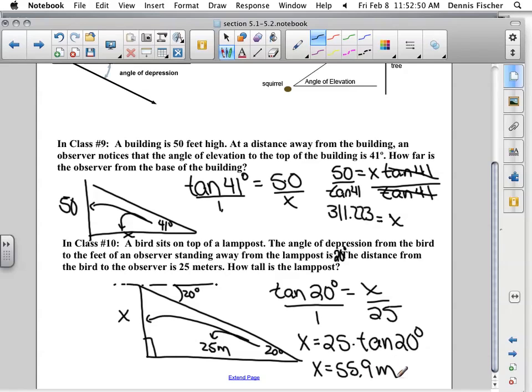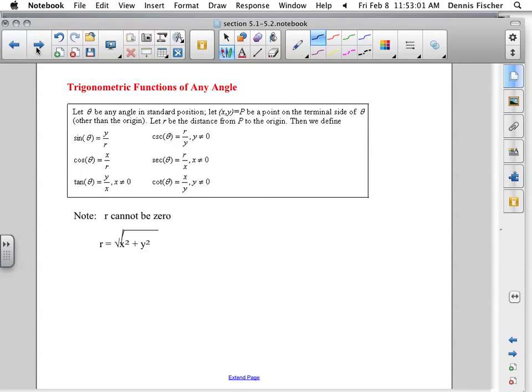Knowing the sides you have, what are you looking for? Questions on that so far? Angle of elevation and angle of depression.